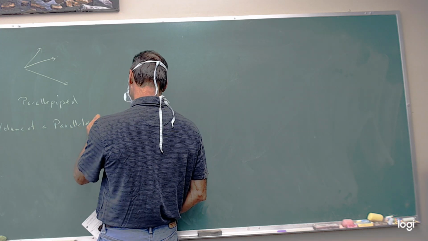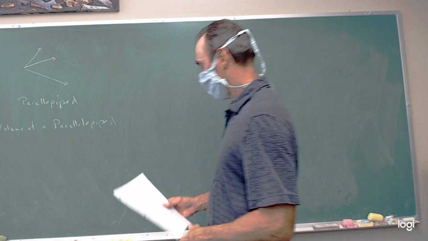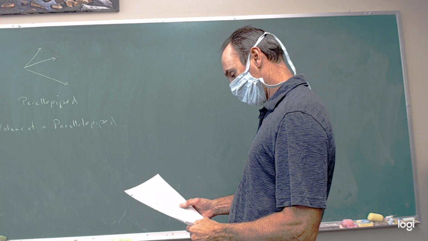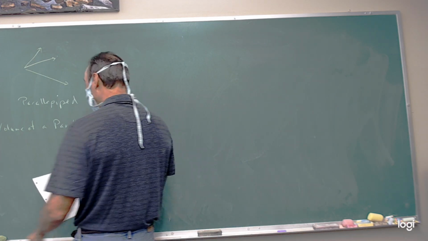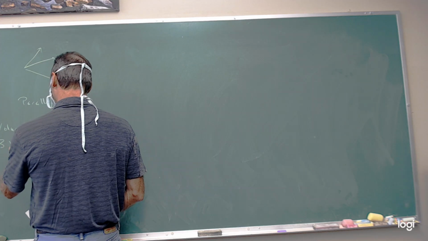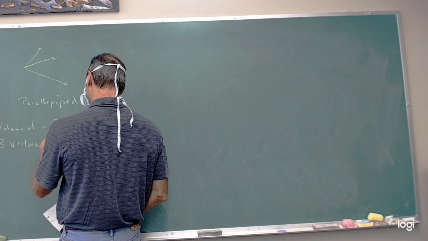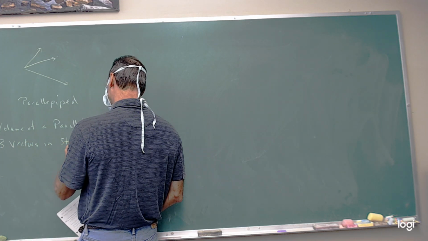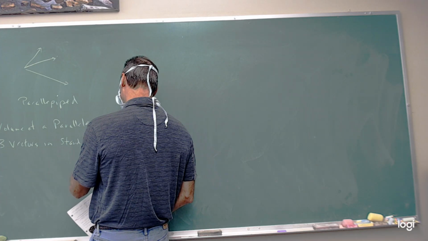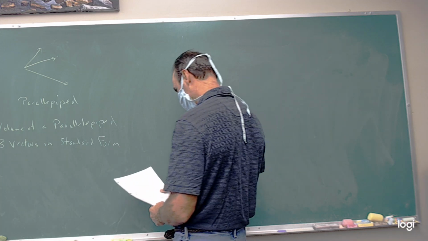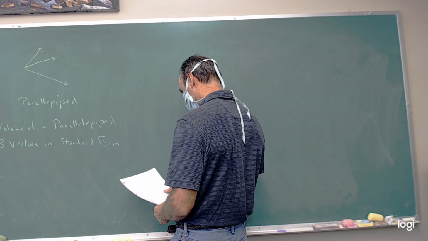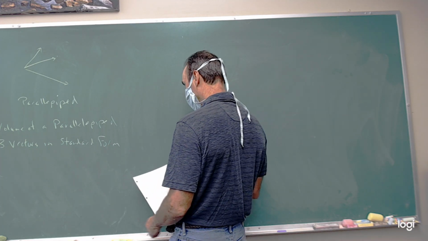Parallelepiped. Like it's a word that never ends. Okay, so three vectors in standard form. So that just means they're going to, like we saw before, share a vertex, like you put them all at the origin. Three vectors in standard form.